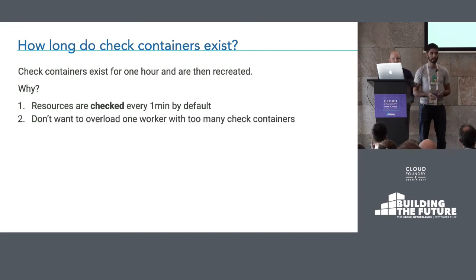And the second reason that a check container lasts only 1 hour is so one worker doesn't get overloaded with having all these check containers persisted on it forever. So the 1 hour lifetime gives Concourse a chance to every so often rebalance the check containers across the workers based on whatever their current state may be.